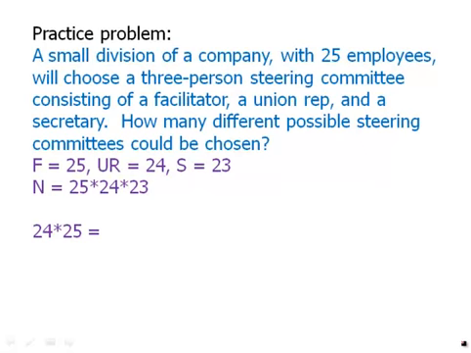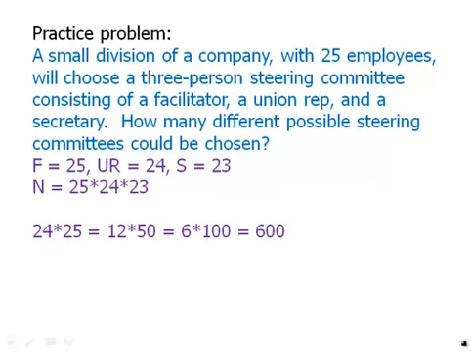25 times 24, for this we'll use the doubling and halving principle. Half of 24 is 12, double of 25 is 50, use the halving and doubling principle again. Half of 12 is 6, so we get 6 times 100, that's 600. So now we just have to do 600 times 23.